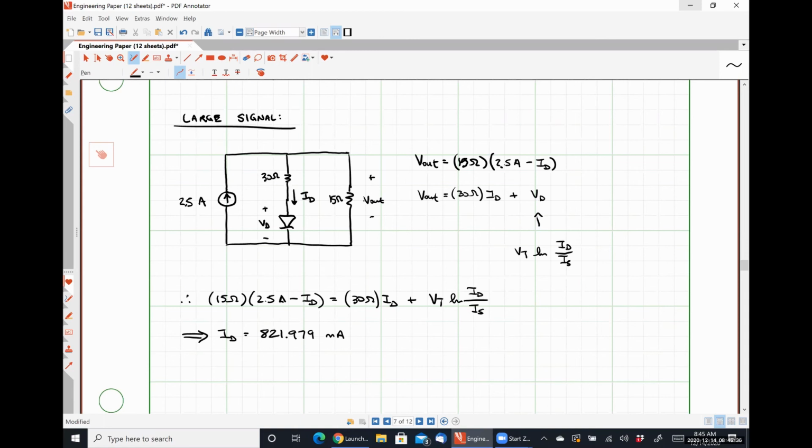All right. So let's look at our small signal model now. Oh, actually, we have not yet calculated V out, so that would probably be of use. So using this, V out is 15 ohms times 2.5 amps minus this. 0.170 volts is what I got.